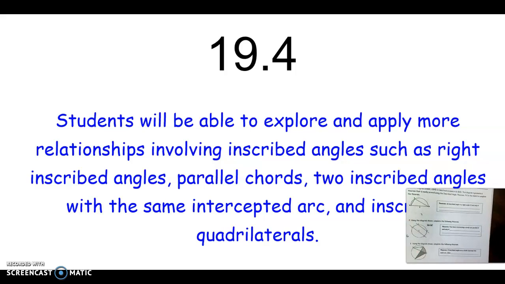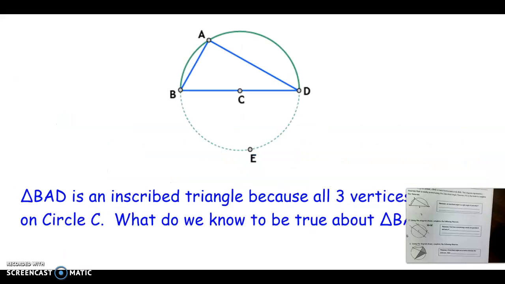Right, this is the fourth block of topic 19. In this block, we're going to continue to explore and apply some relationships among inscribed angles and arcs. So the first figure that is drawn on your notes is a triangle BAD, that is inscribed inside a circle.